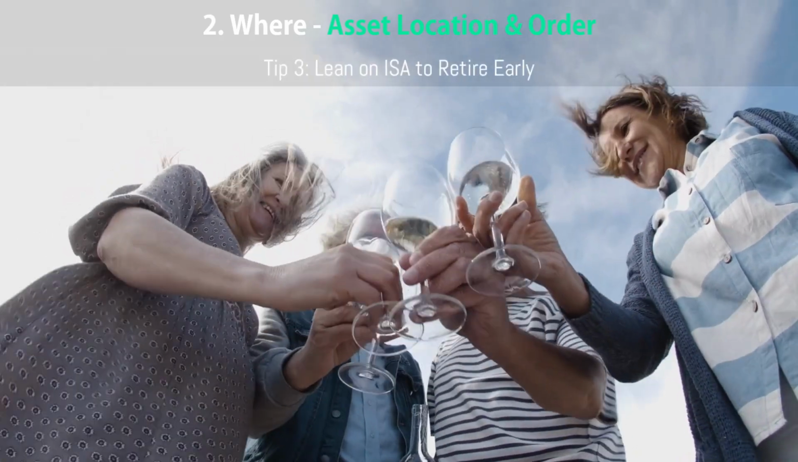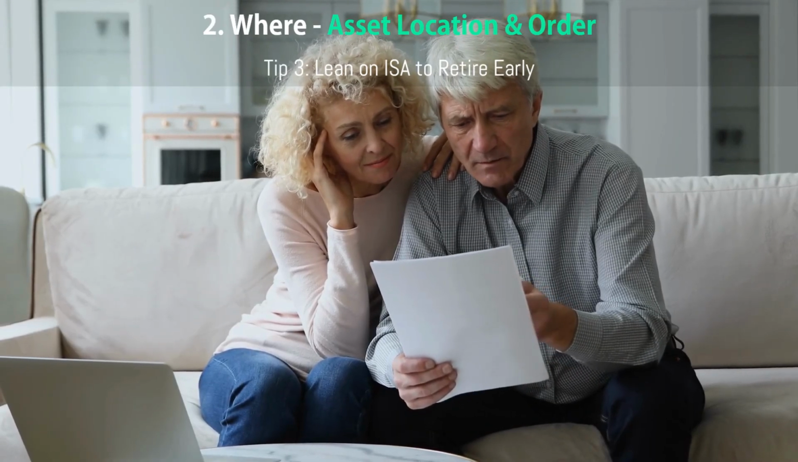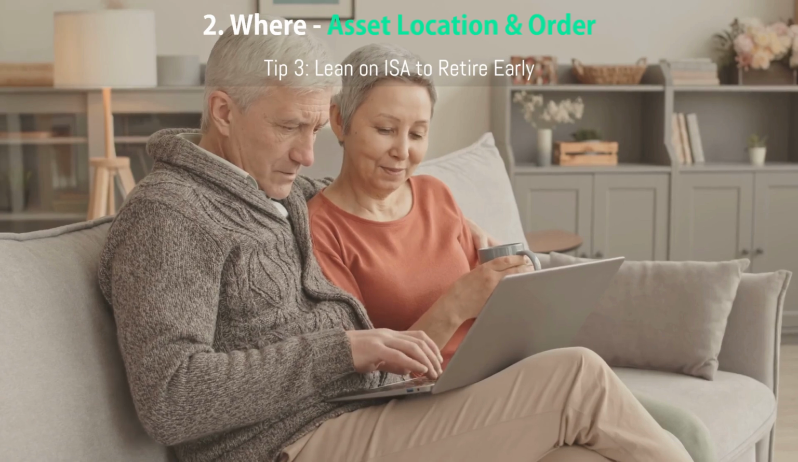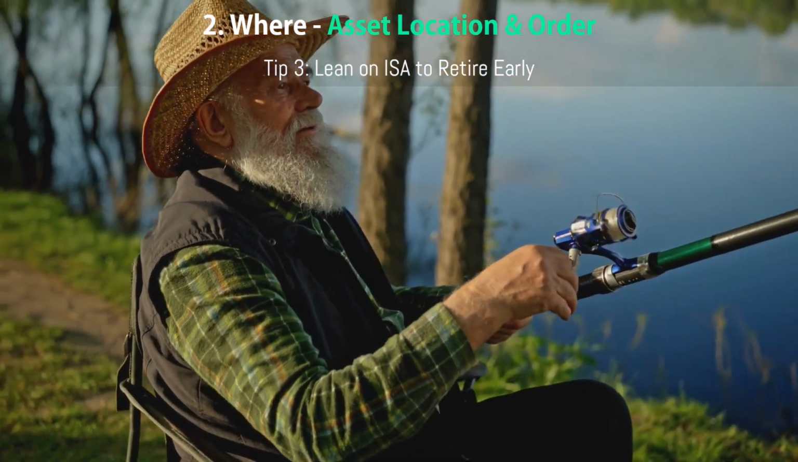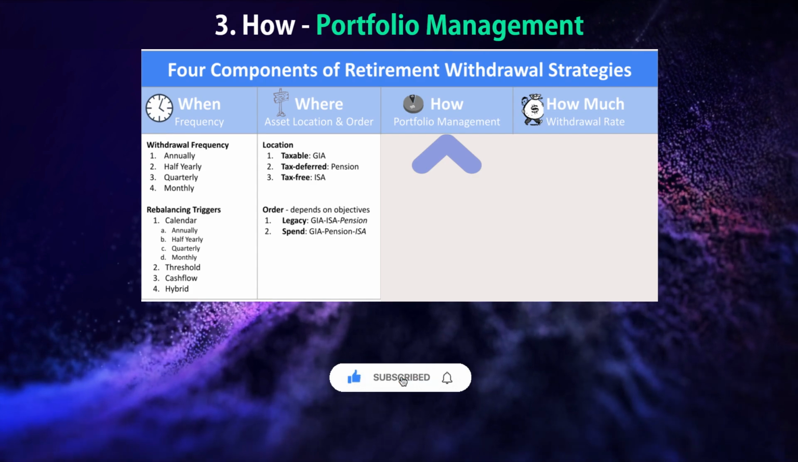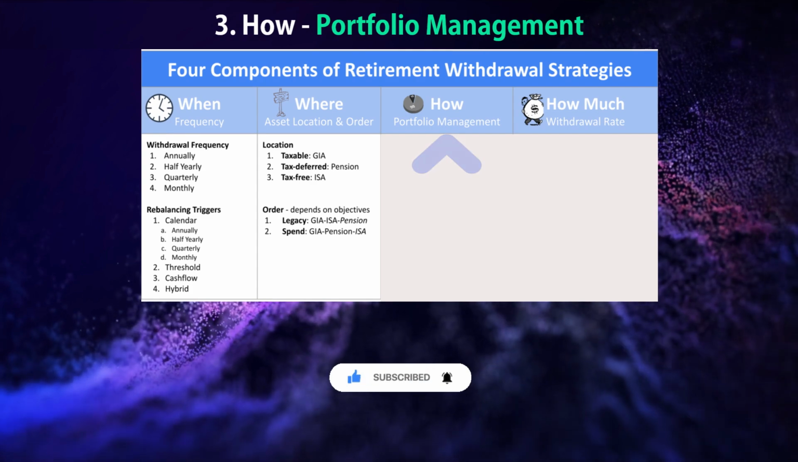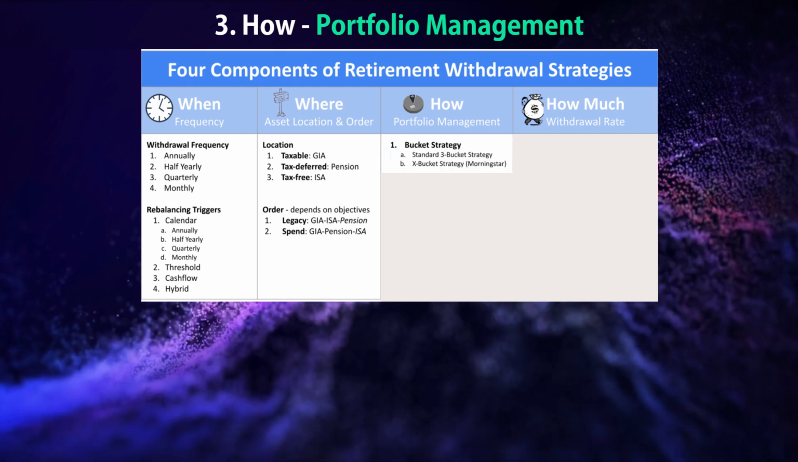And if you're planning to retire early, remember that you can't access your workplace or SIPP pensions before age 55, rising to 57 in 2028. So you might need a larger ISA to tide you over until then. Moving on to how, which is all about how you manage your portfolio and draw from it. There are two main approaches, the bucket strategy and the total return approach.